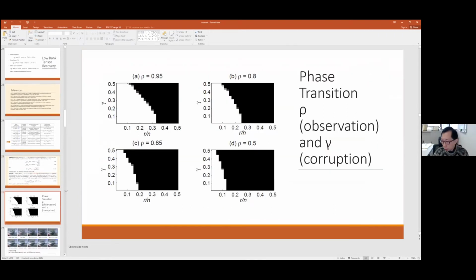Because of time, I should control my time. This is a phase transition: rho and gamma depend on the observation rate, and gamma is the corruption. The good region means you can exactly recover, but the bad region means you cannot recover. So you see that low rank is a requirement.